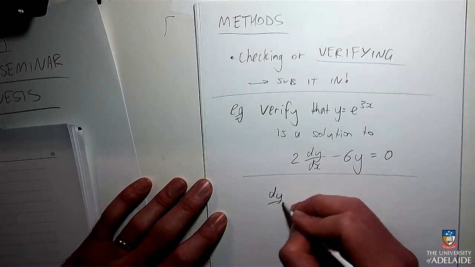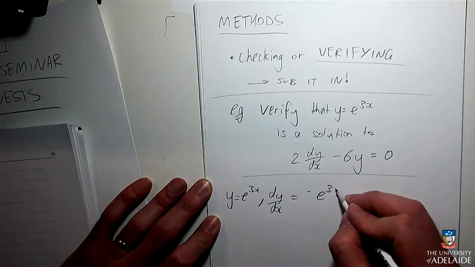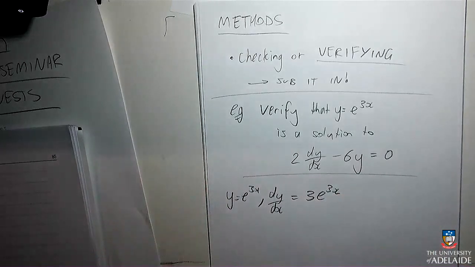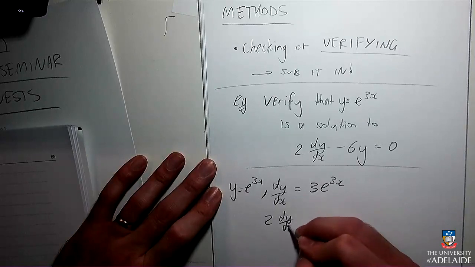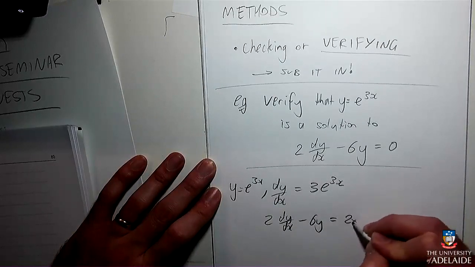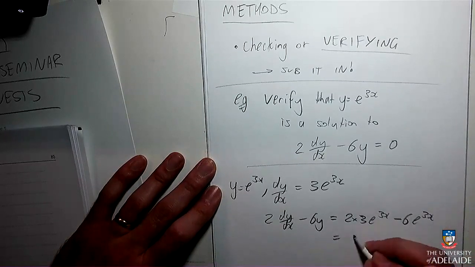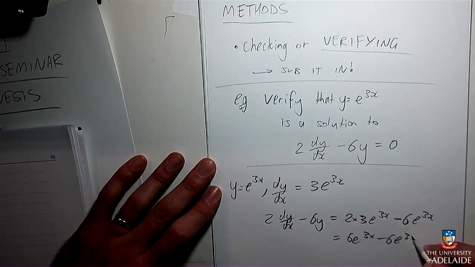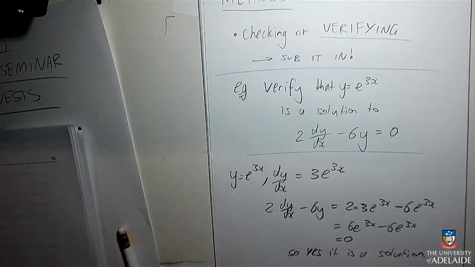So dy on dx, no, y was e to the 3x, so dy on dx was e to the 3x, but then because of the chain rule, we'll have to multiply by the 3. And so when I sub that in, I get 2 dy on dx minus 6y equals 2 times 3 e to the 3x minus 6 times e to the 3x, which is 6 e to the 3x minus 6 e to the 3x, which is 0. So yes, it is a solution. And that's what it means to be a solution. It means that if you do the derivatives and you sub the derivatives and the function in, it will produce the result it's supposed to produce.